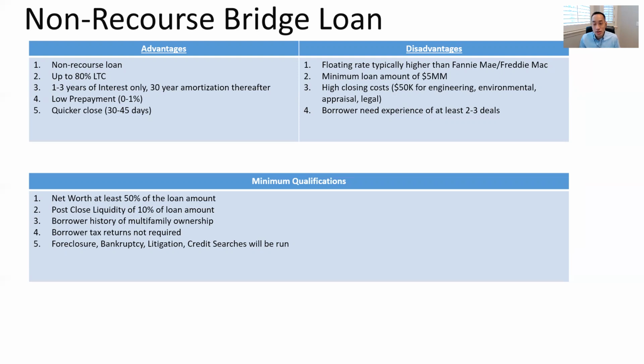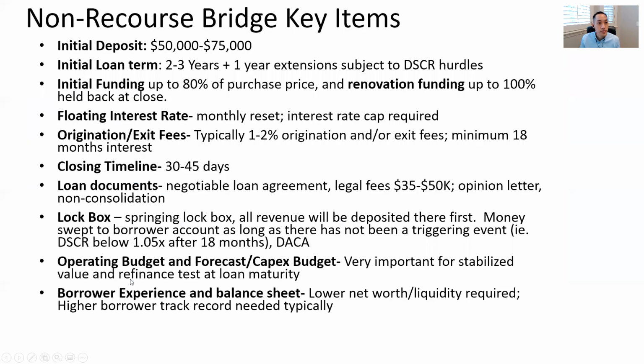So we said everything's negotiable, but in terms of net worth and liquidity, you can have a net worth of about 50% of the loan amount. And we've seen that work on bridge lenders. They typically aren't going to require your tax returns. They're going to be looking really at the property. And if you do have a previous foreclosure, bankruptcy, maybe some litigation, bridge lenders can typically work around that. So they're not as strict as Fannie and Freddie.